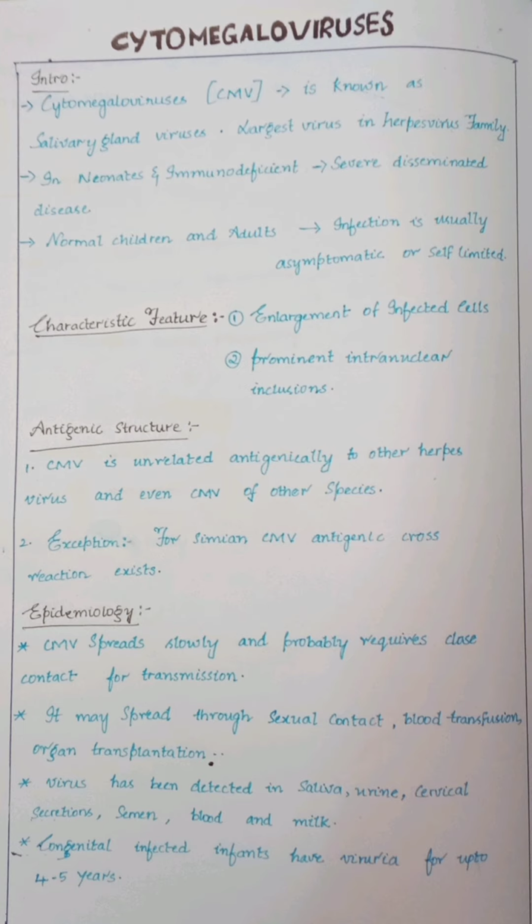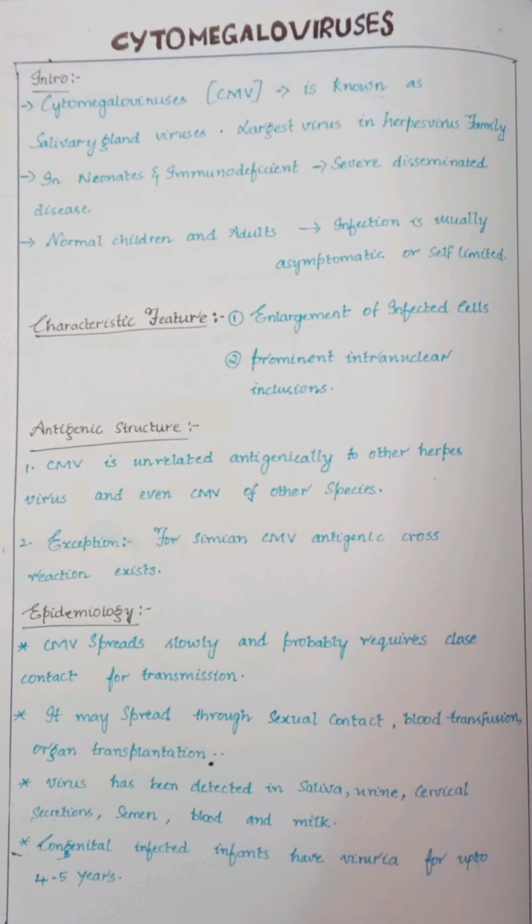In neonates and the immunodeficient, it causes severe disseminated disease, whereas in normal children and adults, infection is usually asymptomatic or self-limited. The characteristic feature of cytomegalovirus is enlargement of infected cells, and prominent intranuclear inclusions are seen.